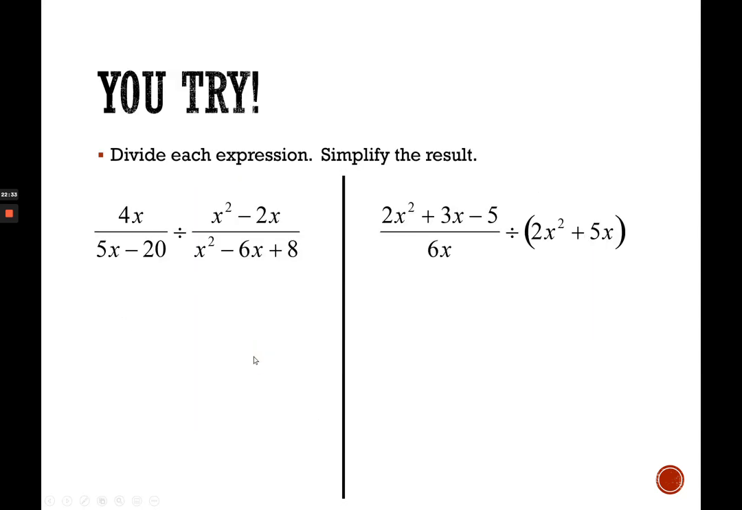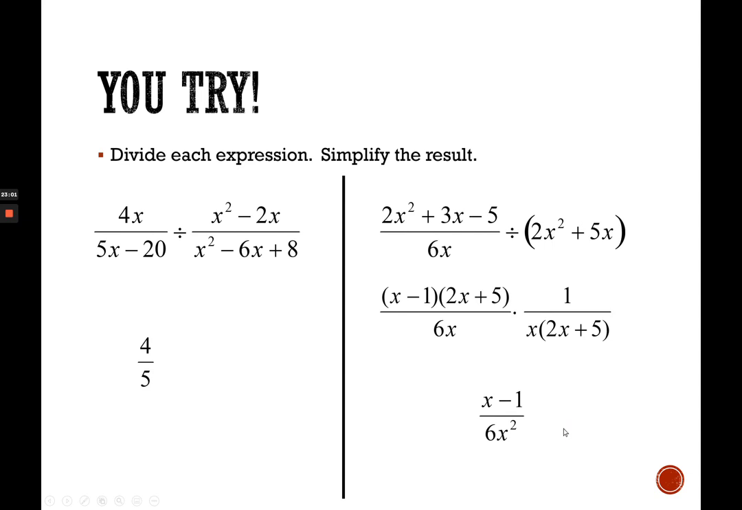Okay, another example. This is not anymore example, this is try on your own. If you're watching this video on your own, you can pause the video, give the problem a try, and then click play to check if you got the correct answer. And the correct answers are, for the first problem, it's 4/5. The second problem is x minus 1 all over 6x squared.